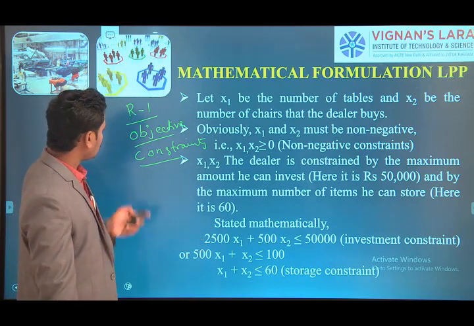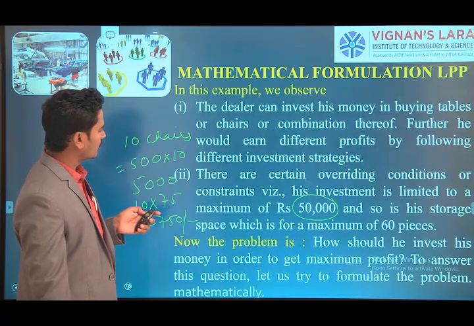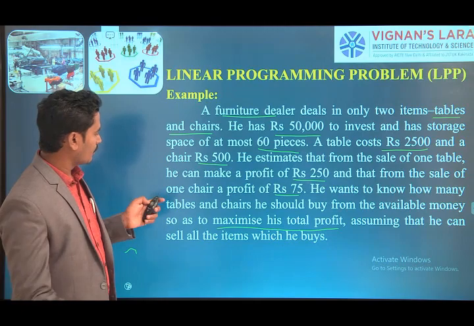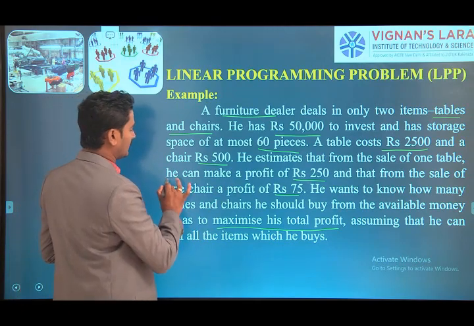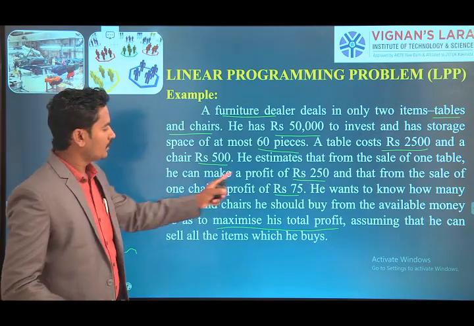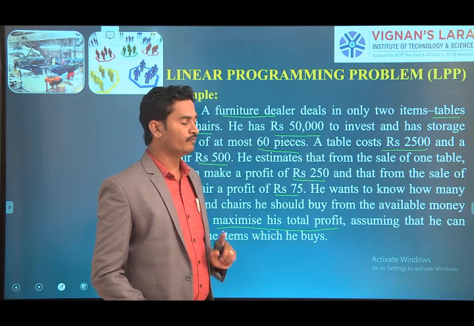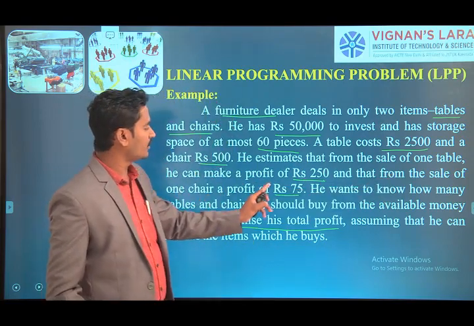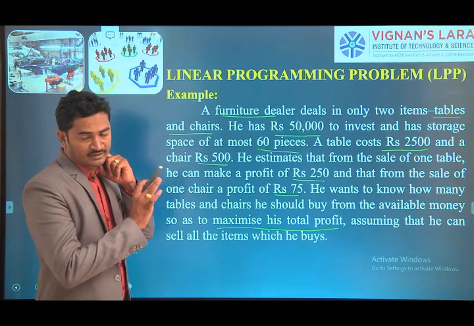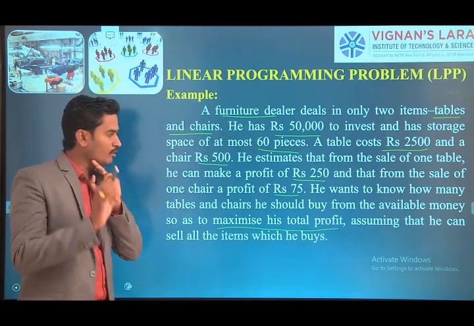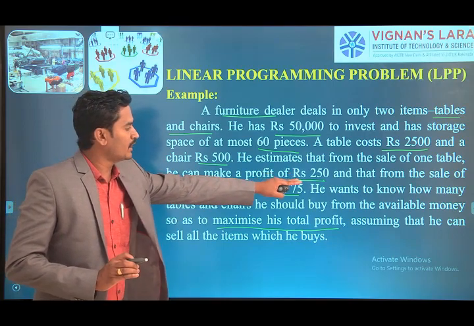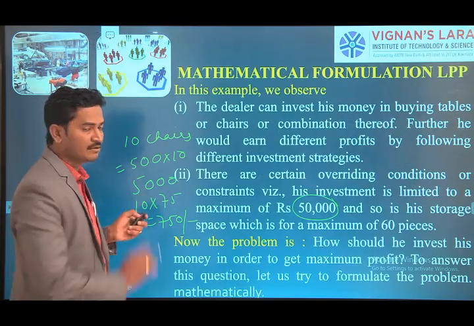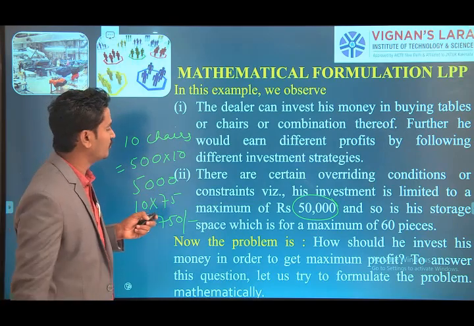Here, what is our main objective? He can make a profit of rupees 250 from the sale of one table and a profit of 75 from the sale of one chair. From these two items he is going to make profit: from a table 250 rupees, from a chair 75 rupees. That is our objective, that is our objective function.